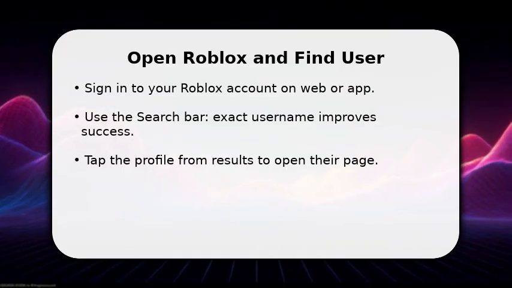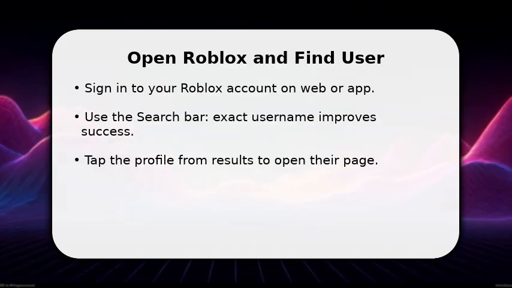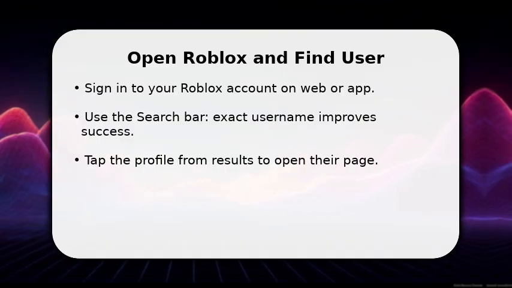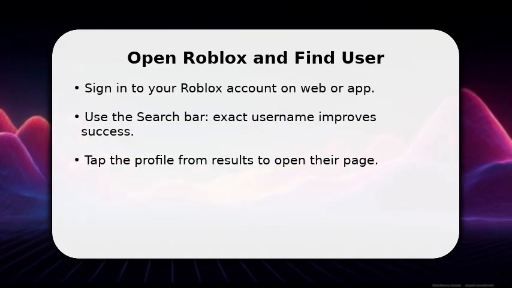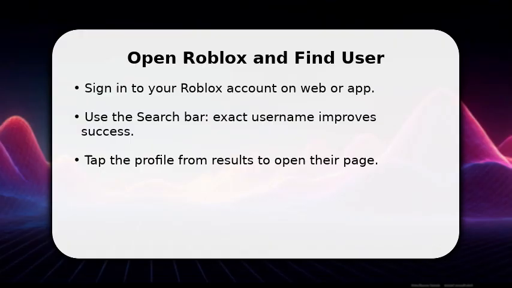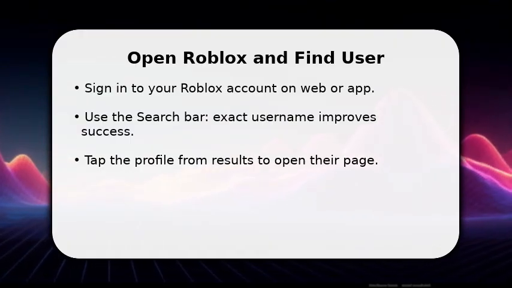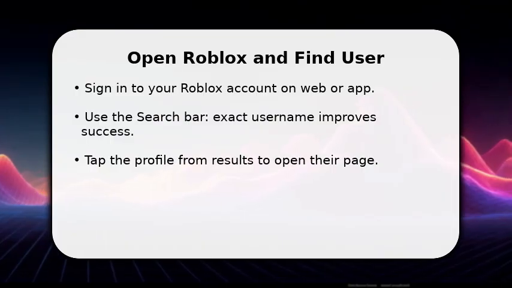Sign into Roblox on the website or mobile app and go straight to the search bar. Type the exact username. Partial names can return many results, so precision saves time. Once you locate the correct profile in results, open it. Make sure it's the person you intend to add by checking avatars or recent games.